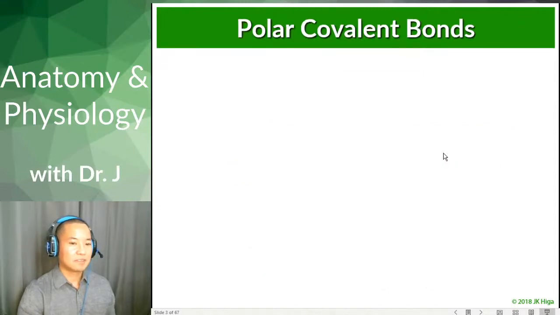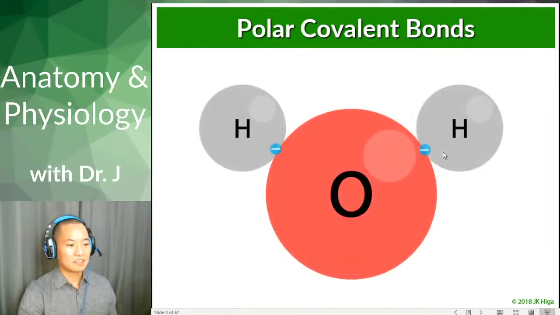Now, a subtype of covalent bond is the polar covalent bond. In a polar covalent bond, sometimes with certain pairs of atoms, one atom tends to hold on to electrons longer than the other atom. So in the case of water and the bonds between oxygen and hydrogen in water, the oxygen tends to hold on to those electrons a little longer on average than the hydrogen atoms.